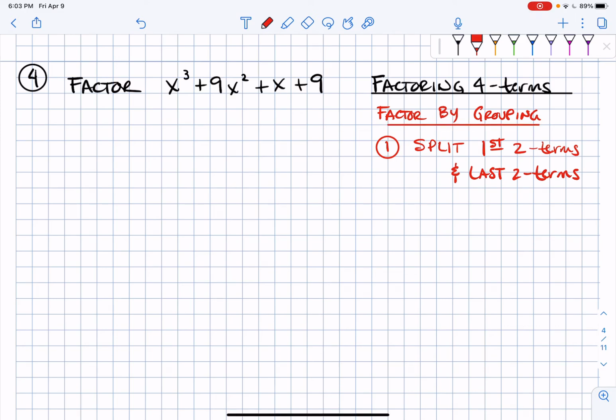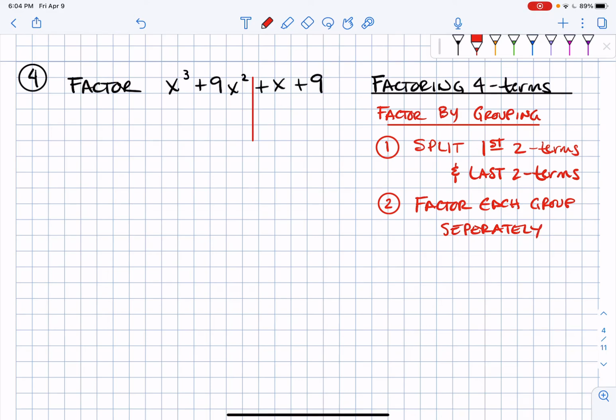So the first thing we do is split the first 2 terms and the last 2 terms. You guys remember this. So what was the second step? The second step was to factor each group separately.